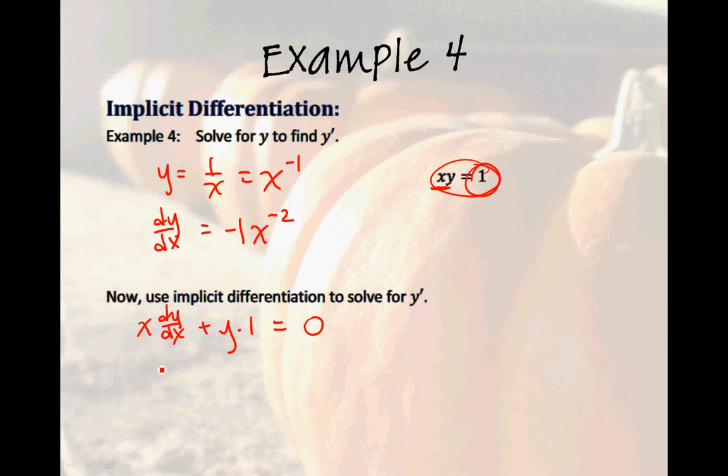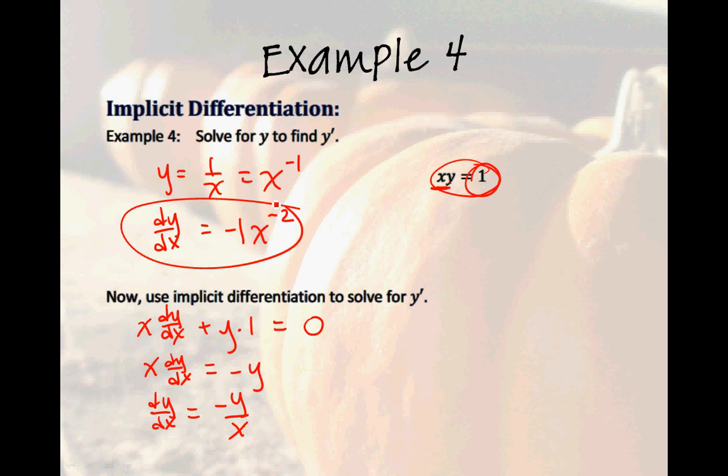So if we solve for dy dx, we get negative y over x, right? I divided both sides by x. But you notice that that doesn't look like what I got here, okay? And so there's multiple ways of doing this, but essentially you want to look for something that you can substitute in.